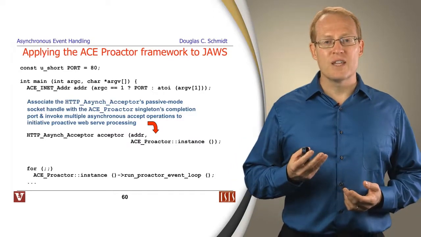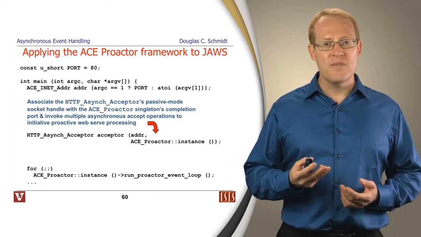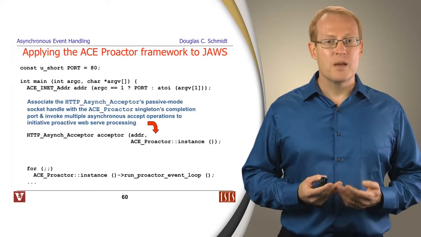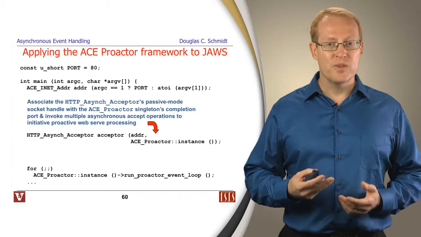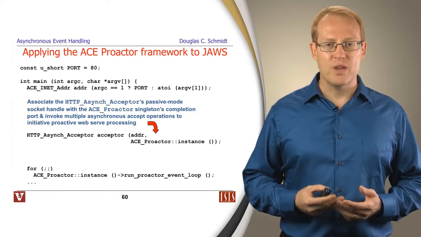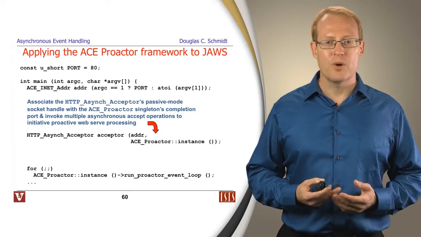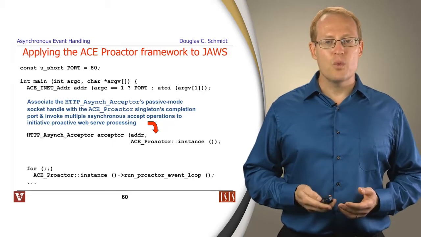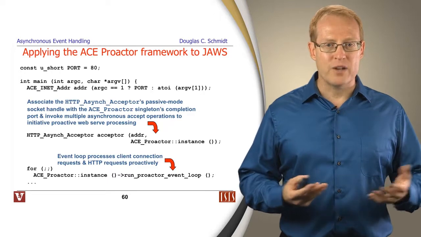Then we create ourselves an instance of the HTTP async acceptor, passing in that internet address, passing in the Proactor. As you just saw, that will kick off the asynchronous accept operations, however that is done on a particular platform. And after those asynchronous accept operations are kicked off, we run the main Proactor event loop.